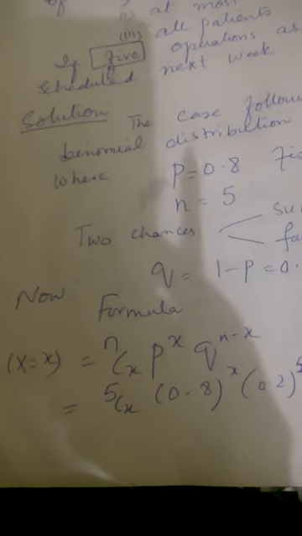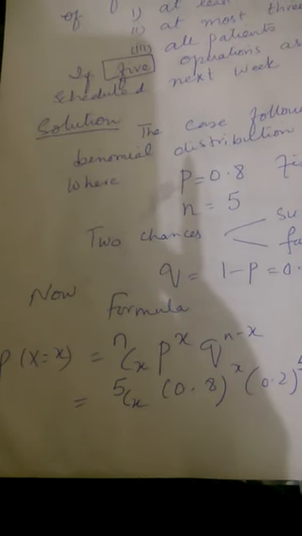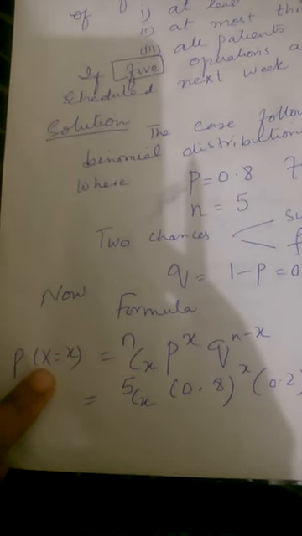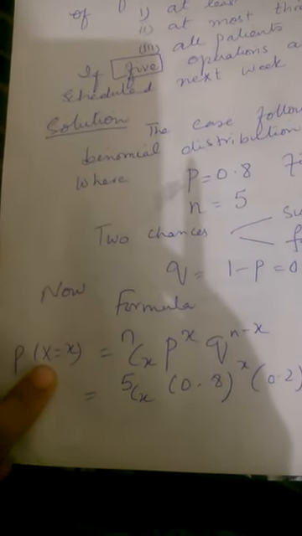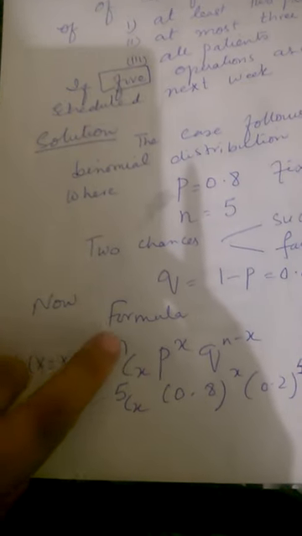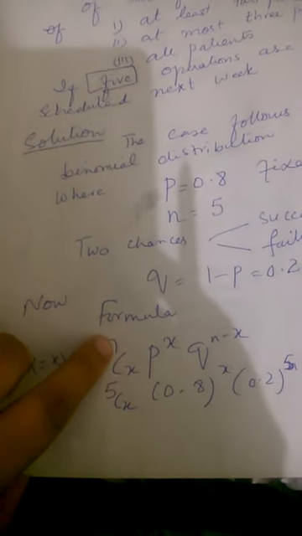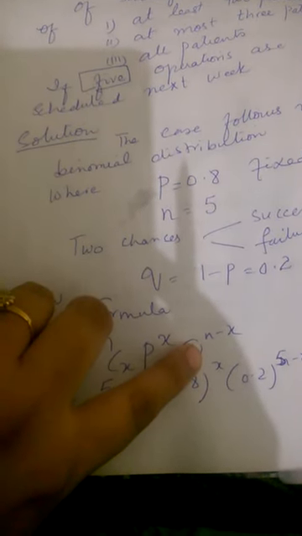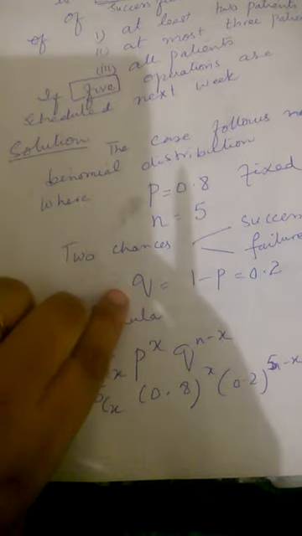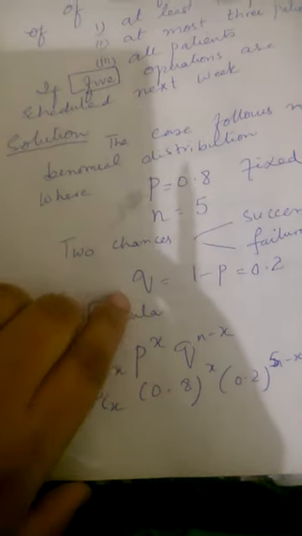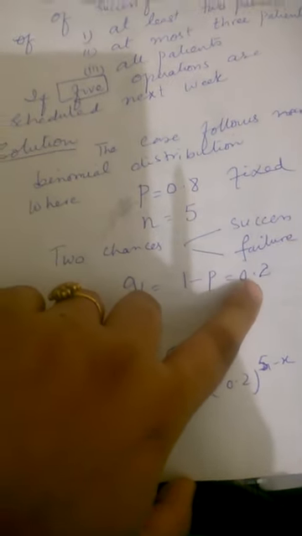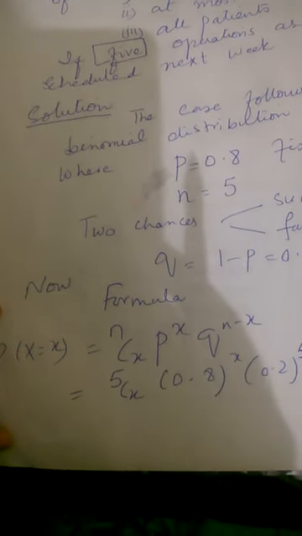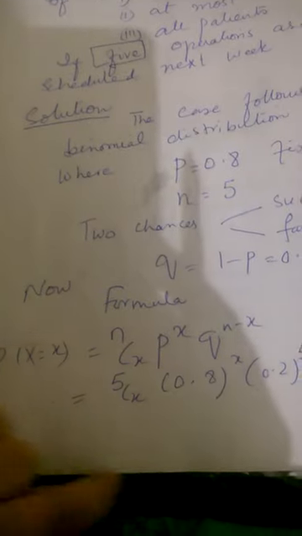Now comes the formula of the binomial distribution as I had explained in my lectures. P of x is equal to nCx p^x q^(n-x). This is the formula for finding the probability of success. x is the number of successes, n is the number of trials, p is the probability of success, and q is the probability of failure, which is found by subtracting p from 1. q is equal to 1 minus p, that is equal to 0.2. This is your binomial formula. In all cases of binomial you use this formula.